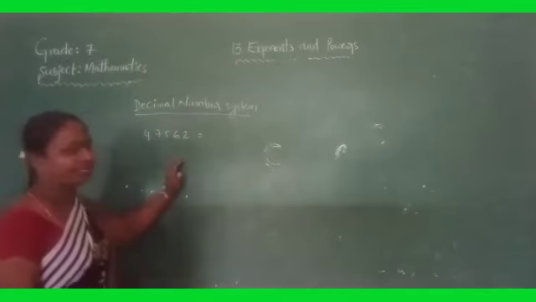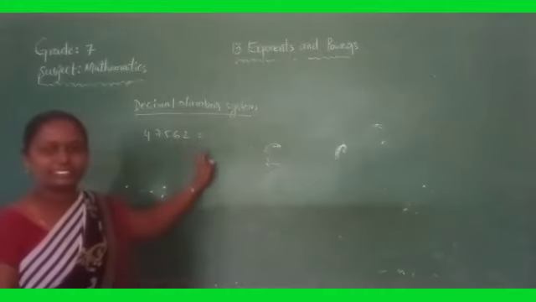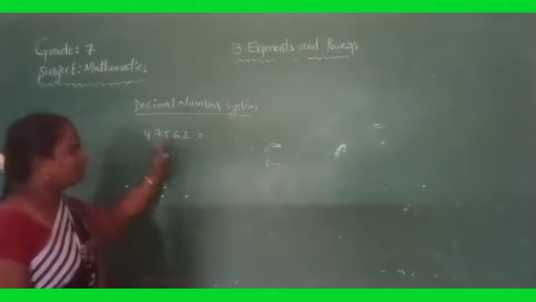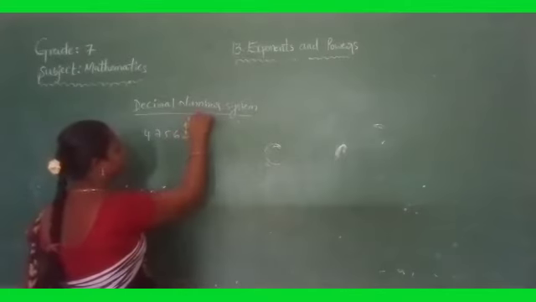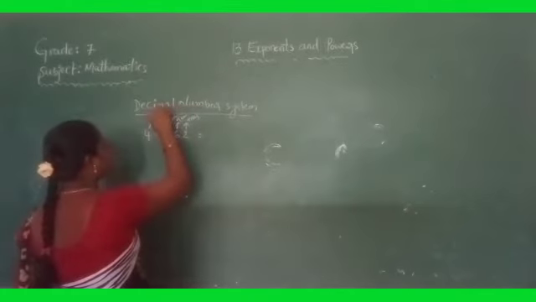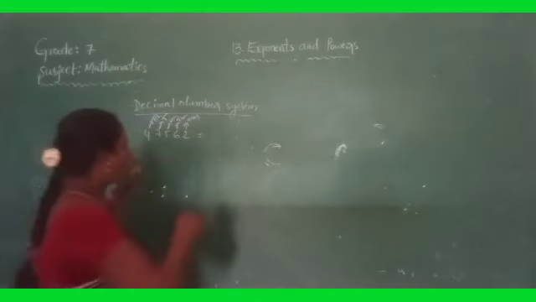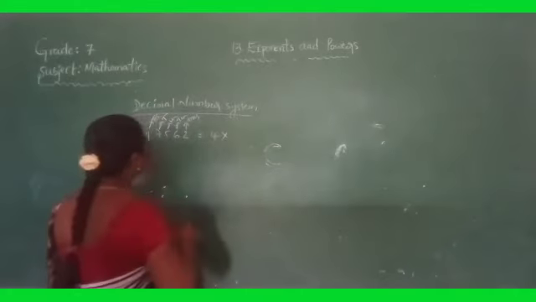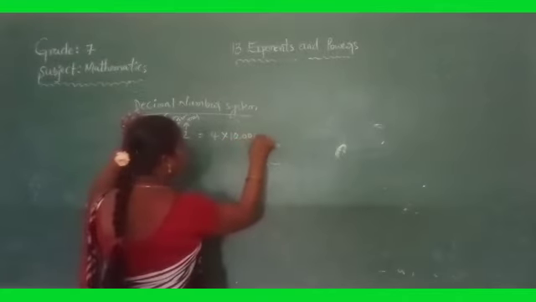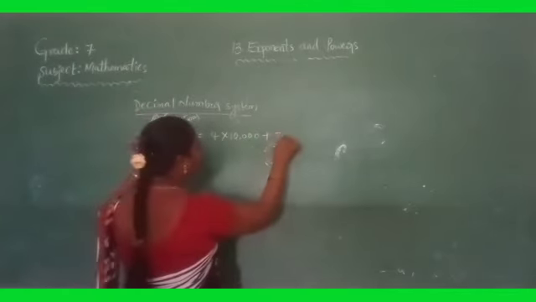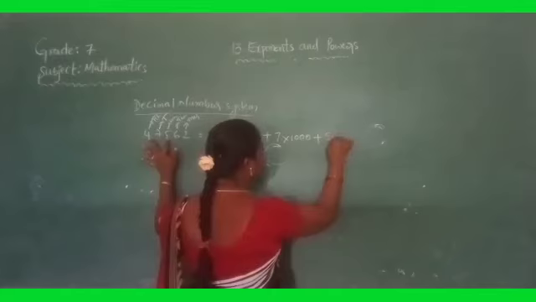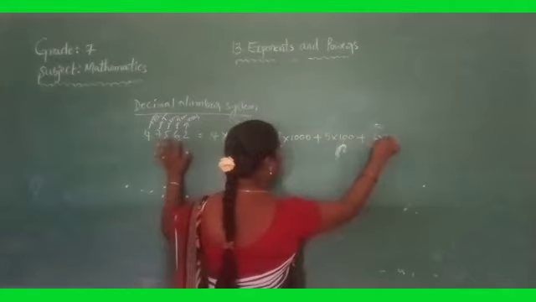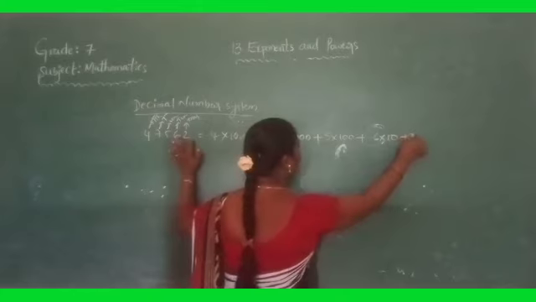Suppose here I have taken 47,562. How to write this number in the expanded form? First, give the place values. It is ones, tens, hundreds, thousands, and 10,000. The fourth place value is 10,000, that means 4 zeros. Then the seventh place value is 1000, so 7 into 1000, and the 5 place value is 100 plus the 6 place value is 10 and the 2 place value is 1.